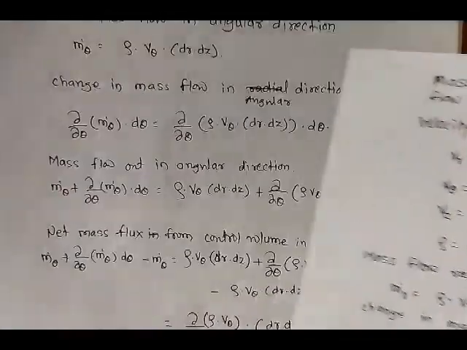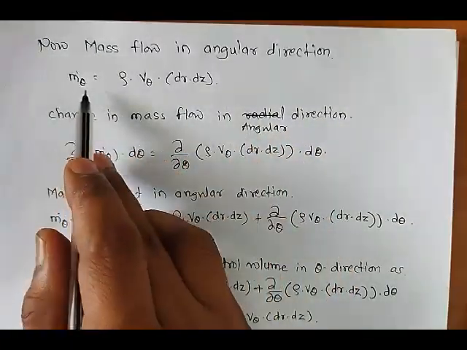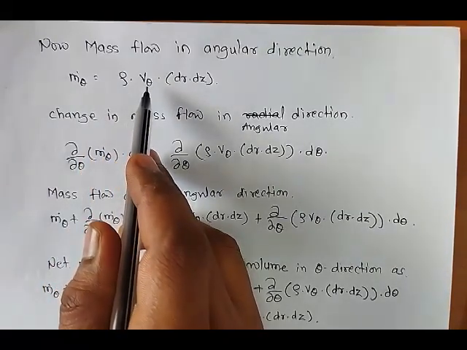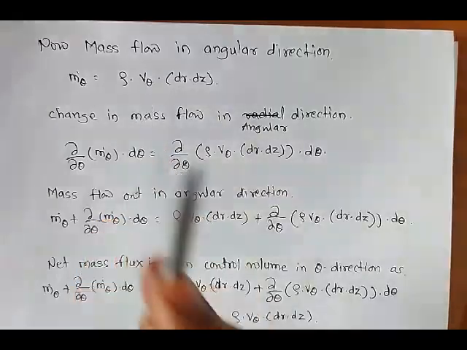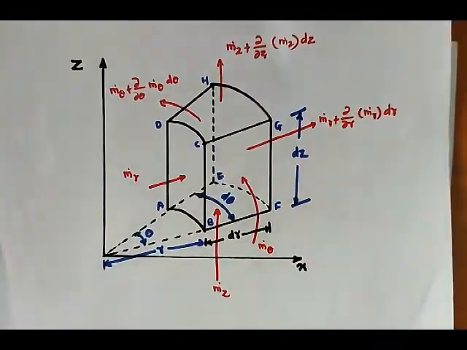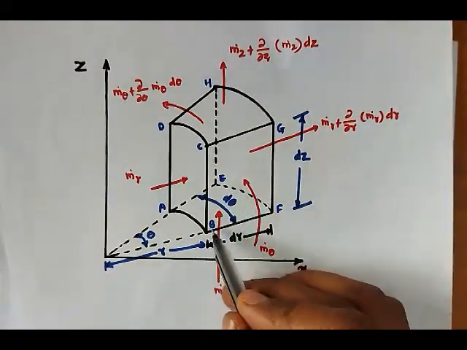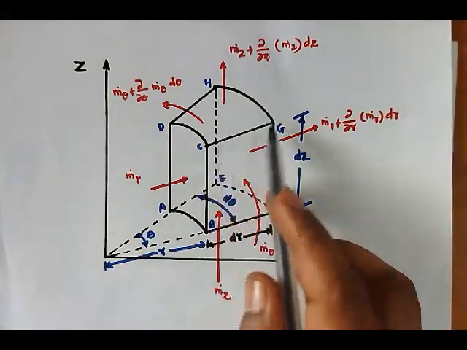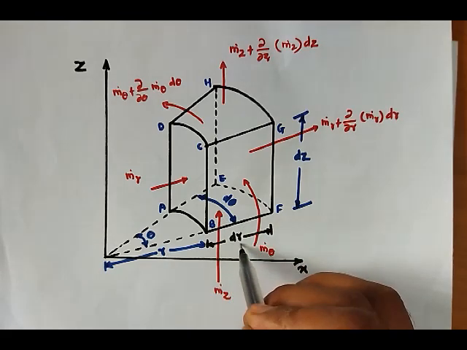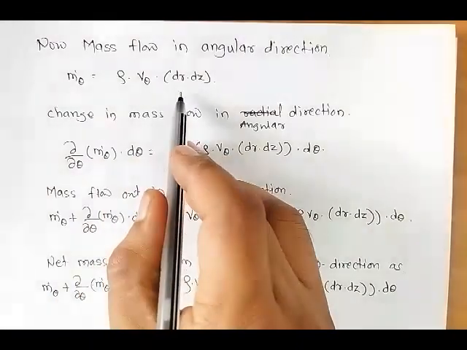Now similarly we are going to calculate the mass flow in the angular direction. So m dot theta is equal to rho, the velocity component in the theta direction, that is the angular direction, V theta, multiplied with the area. So now we need to calculate the area. So what about the area? In the angular direction we have the cross sectional face BFGC. This is a rectangular cross section and we have dr multiplied with dz. So this is the area. So we have calculated here dr dz.